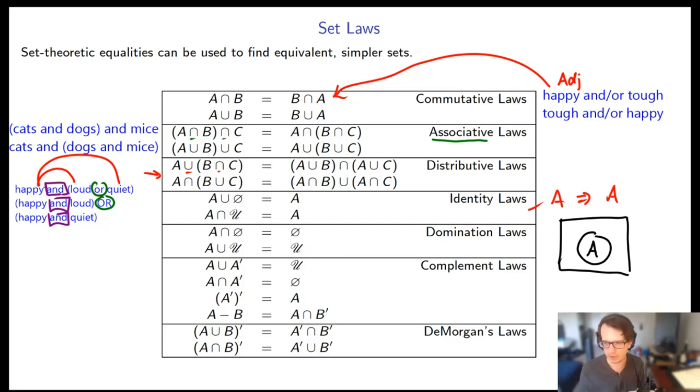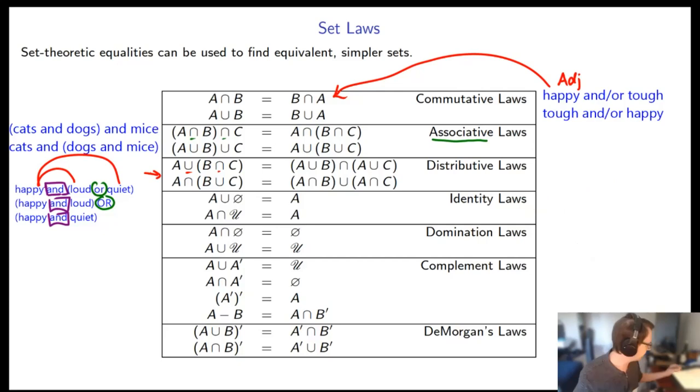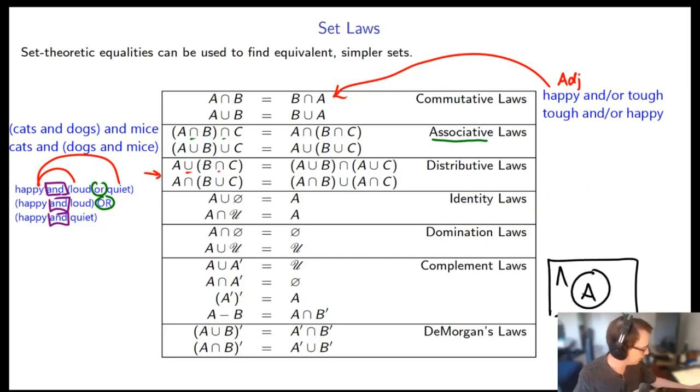Complement laws. I'll illustrate the complement laws with little Venn diagrams too. So here's A complement. If I want everything in A or everything in A complement, what I get back is the universe. I'm taking everything in A or everything in not A, so I get everything. That is our first law.